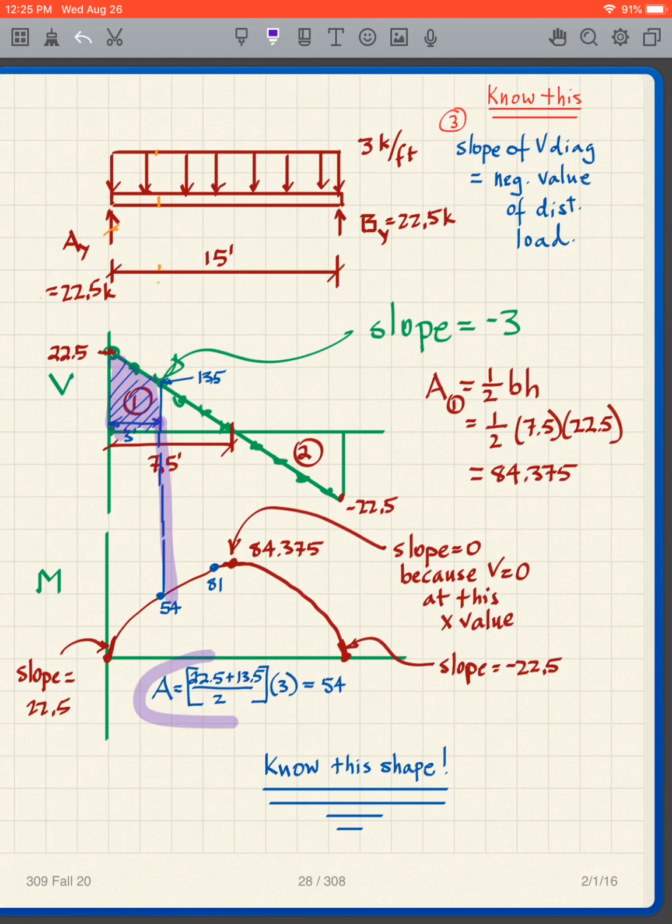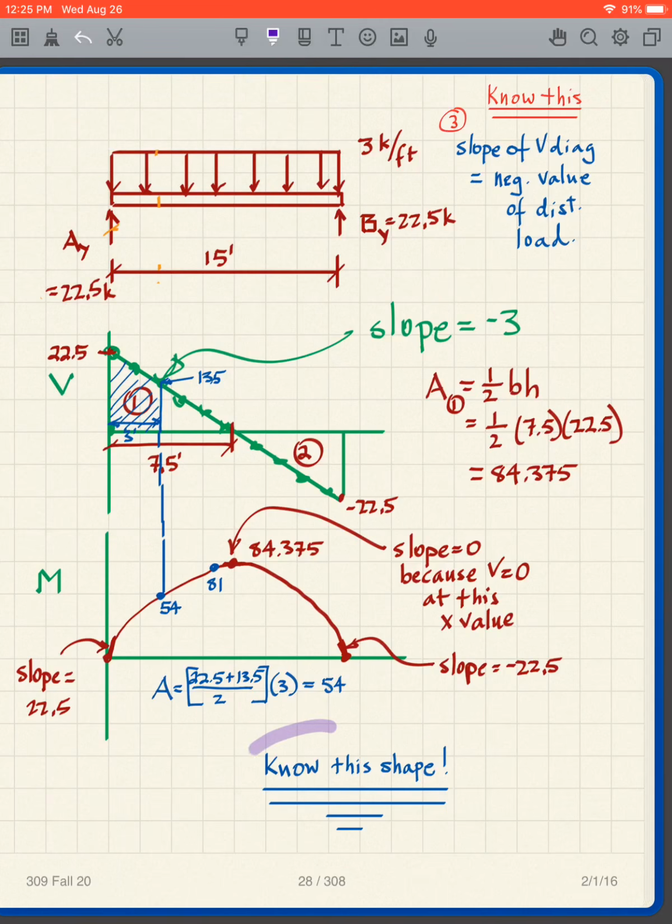And so the area of a trapezoid is right there. It's the 22.5 plus the 13.5 divided by 2, times the width, which is 3. So I get that value of 54. So I can get any of the intermediate points on my moment diagram simply by getting the area or areas on the shear diagram.